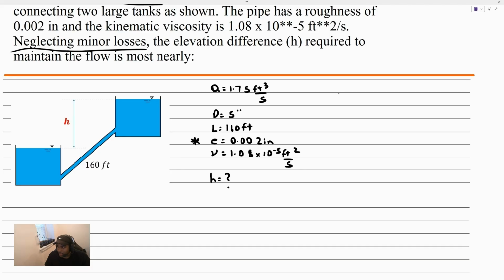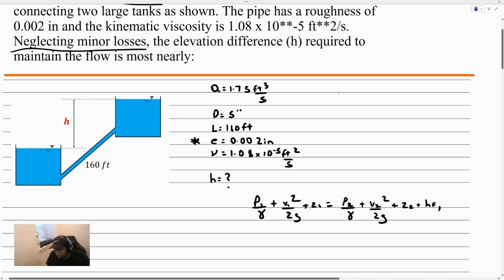So I'm thinking that we need to use the energy equation. And what the energy equation says is basically this equation here, P1 over gamma plus V1 squared over 2g plus Z1. The energy equation is almost exactly the same thing as Bernoulli's equation, but there's an additional term here, the head loss due to friction.